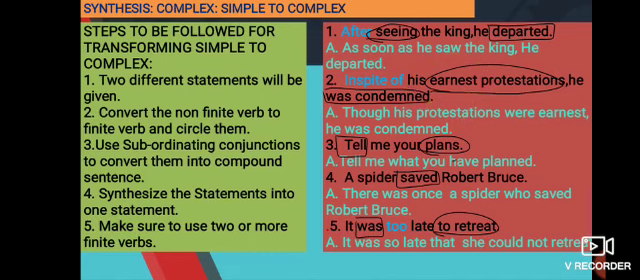Number 3: Tell me your plans. Tell is the finite verb, so you have to put a box. Now plan is a word that you can change. Plan is a noun actually, and it can also be used as a verb.